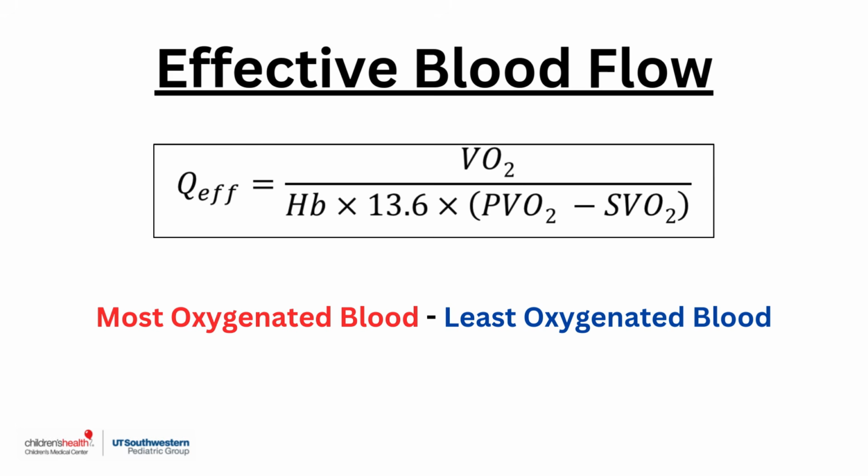In order to calculate the effective blood flow, we can use the modified Fick equation. For effective blood flow, we have to choose the most oxygenated blood, and we subtract out the least oxygenated blood. So we use our pulmonary vein saturation as the most oxygenated blood, and we use our systemic vein saturation as our least oxygenated blood. Using these values, we can calculate the volume of mixing within transposition physiology.